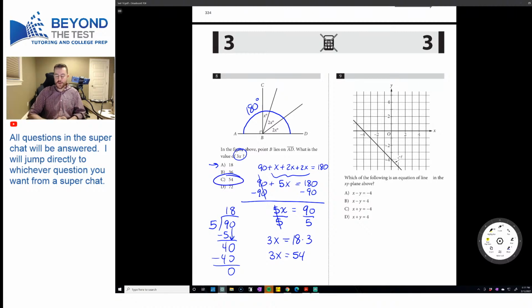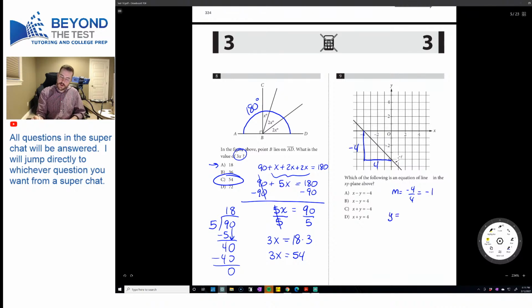All right, and then we're looking at question number 9 here. So for question number 9, it says, which of the following is the equation of the line in the xy plane above? Okay, well, again, a few ways you can do this. Simplest way I'm going to do is actually just figure out what the equation of the line would be. So I'm going to start with my slope. I'm going to notice we go down 4 and we go over 4. So down 4 over 4. Slope is your rise over your run. So if I went down 4 over 4, that would be a slope of -1.